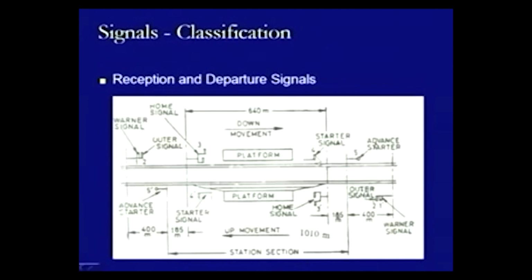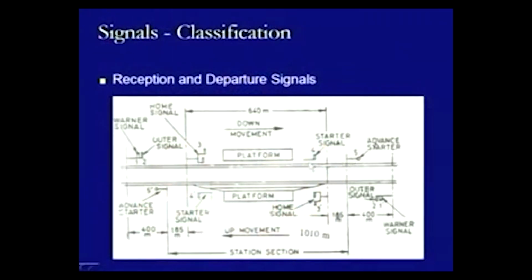and as soon as this becomes green, we are allowed to move on this track, but if it is red, then we are not allowed to move further. We have to keep maintaining our position on the platform, and that is why this first signal is termed the starter signal, because the train is starting from this location.